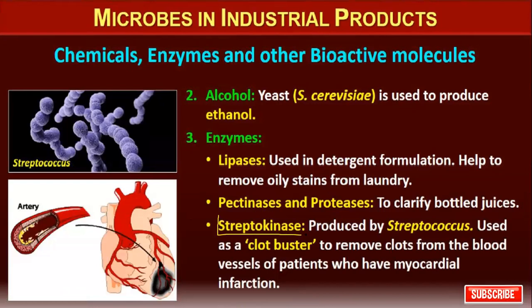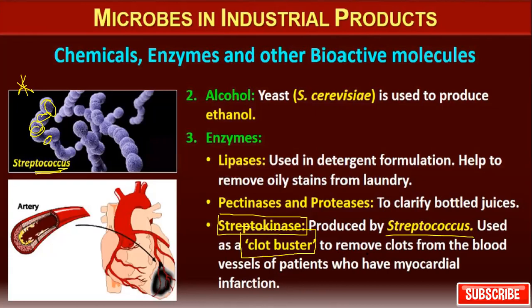Next one is streptokinase. We have studied about this in the chapter body fluids and circulation. I already taught you that chapter. Streptokinase, which is produced by Streptococcus, named as coccus. Guys, you have to connect it like this. Streptococcus, look, they are spherical. They are used as a clot buster. So name the substance which is used as a clot buster. It is streptokinase that is used to remove clots from the blood vessels of the patient who suffered a myocardial infarction. Right? So streptokinase, produced by the bacterium Streptococcus, is called the clot buster.